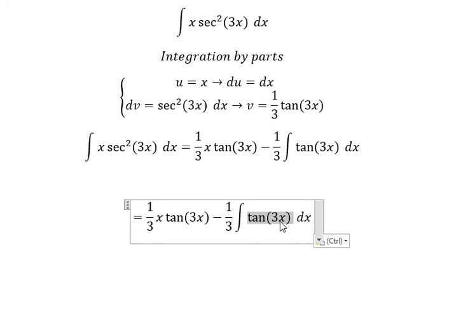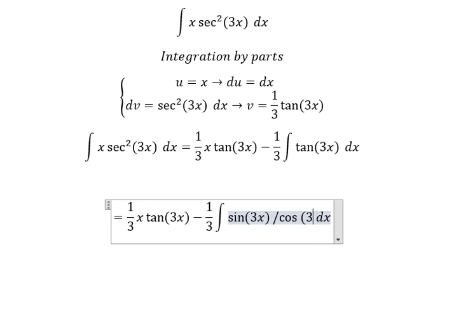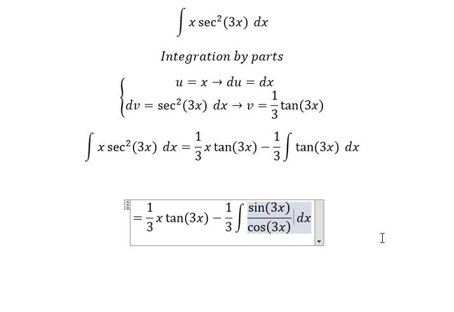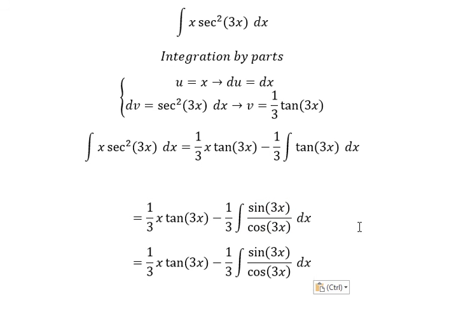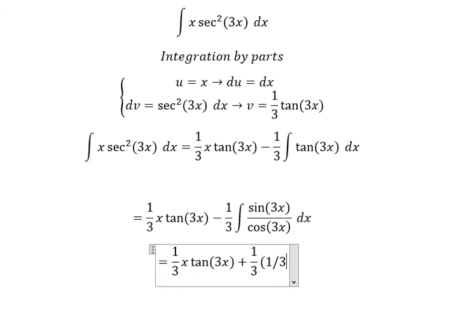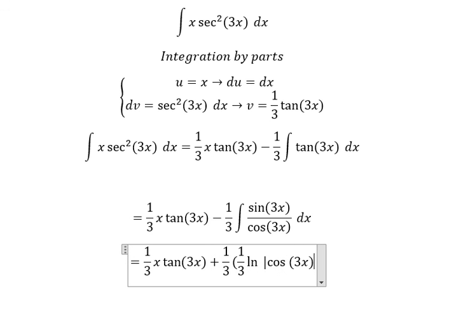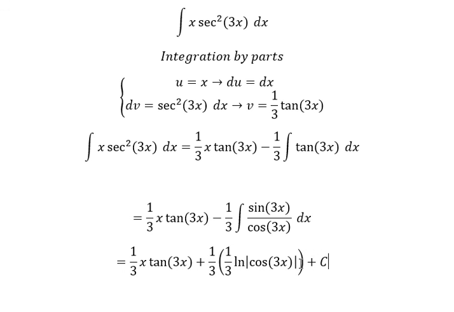About this one, we change tan to sine 3s over cosine 3s. The integration of negative sine 3s over cosine 3s, you will have positive here, and we have 1 over 3 ln of the absolute value of cosine 3s, and we put plus c.